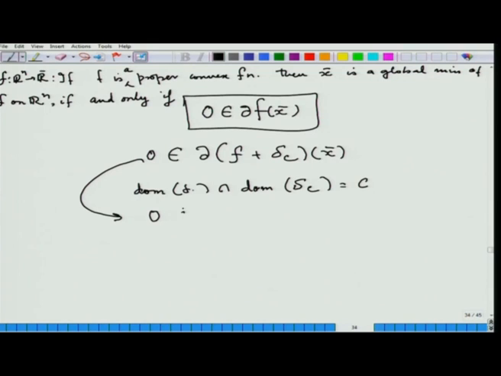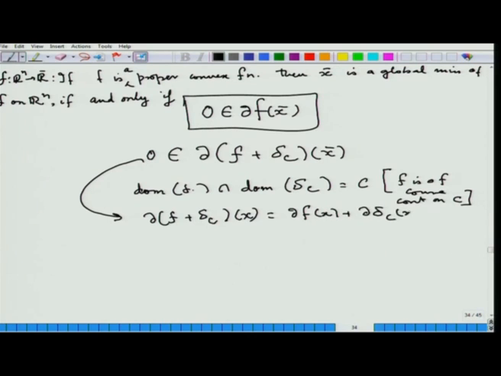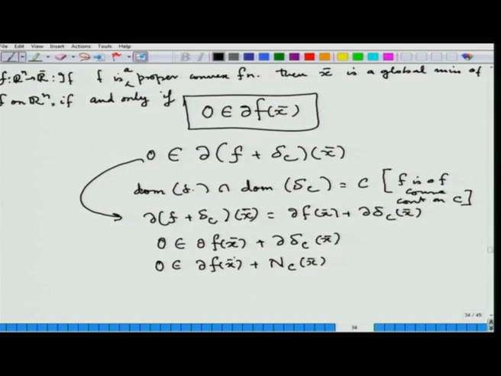So, because f is of course continuous on C, this will lead us to the fact that del of f plus del c of x is del of f at x plus del of del c at x. So, what we will conclude from this fact is that 0 actually belongs to del f of x plus del c of x, which is what we have symbolically written as the normal cone to C at x bar. So, this is one of the famous necessary and sufficient optimality conditions for a convex programming problem, and it is called the Rockafellar-Pshenichnyi condition.